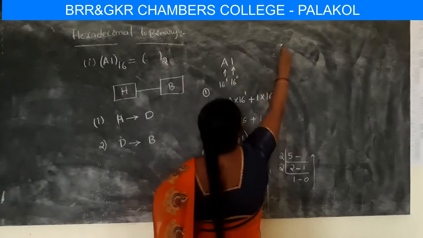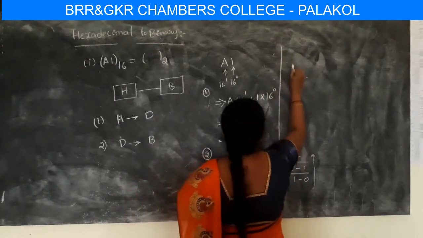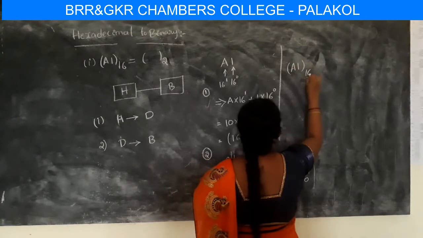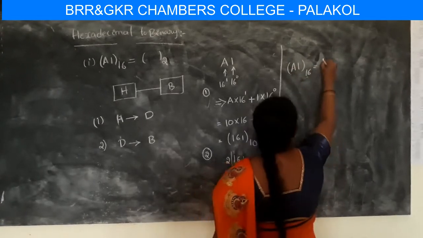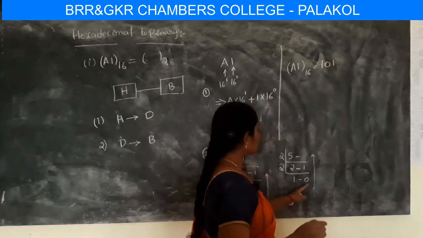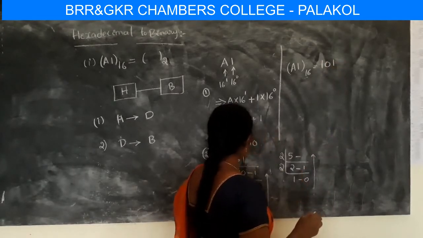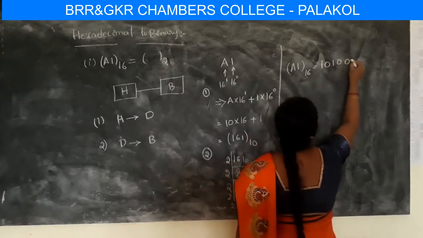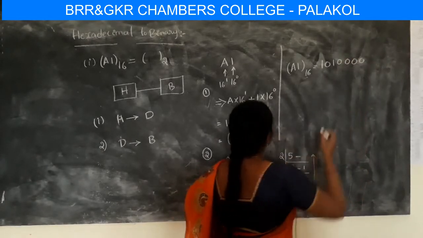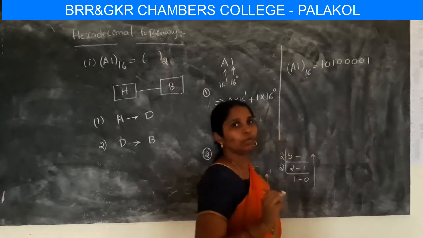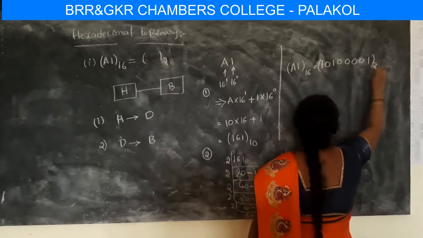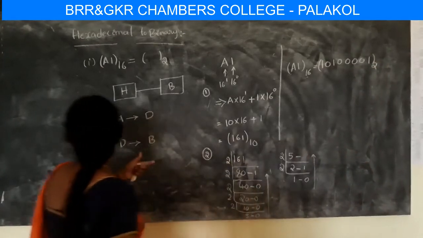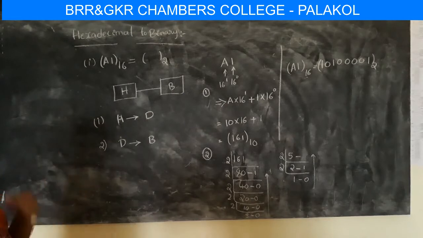So the corresponding binary value of the hexadecimal value is 10100001. Here this is the corresponding binary number. So in this way we will do the operation. Okay, so this is the first problem.